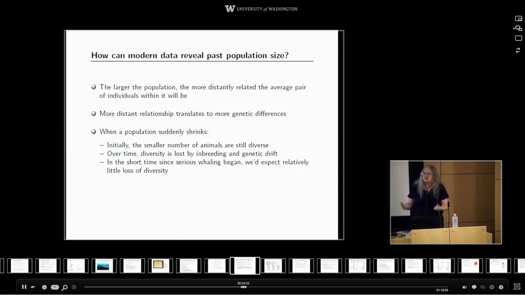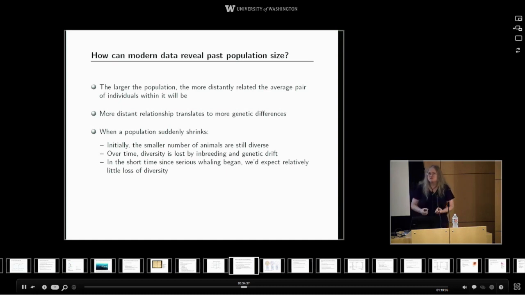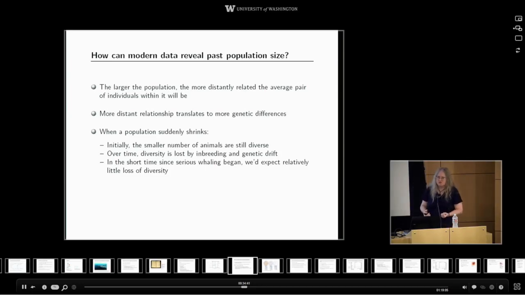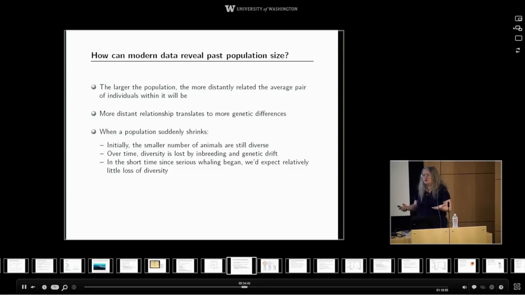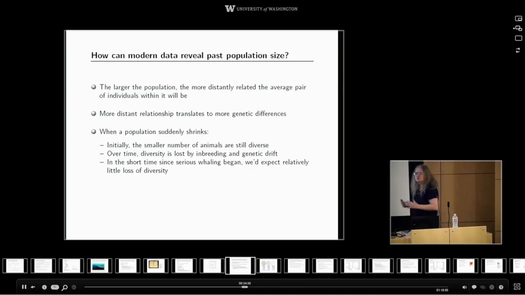But in general, there's a relationship between the size of the population and the time back to the common ancestor of gene copies picked from that population. And that's the information we're going to leverage. The problem is, whatever we know about the whales in the past, we know that their population shrank dramatically as a result of whaling.